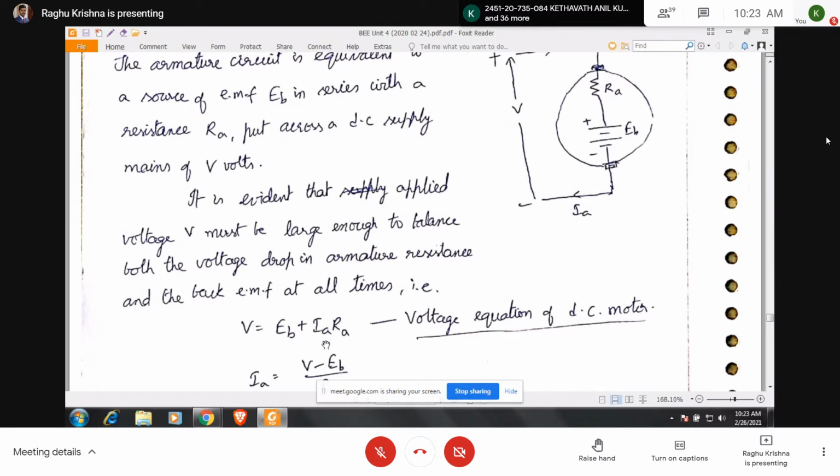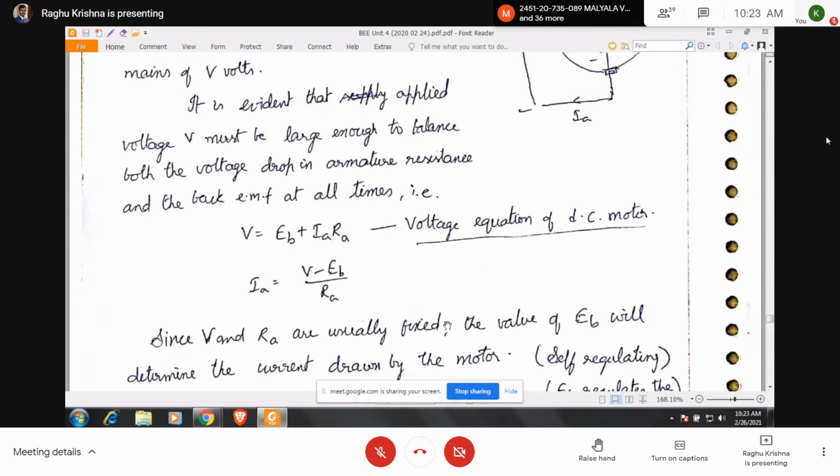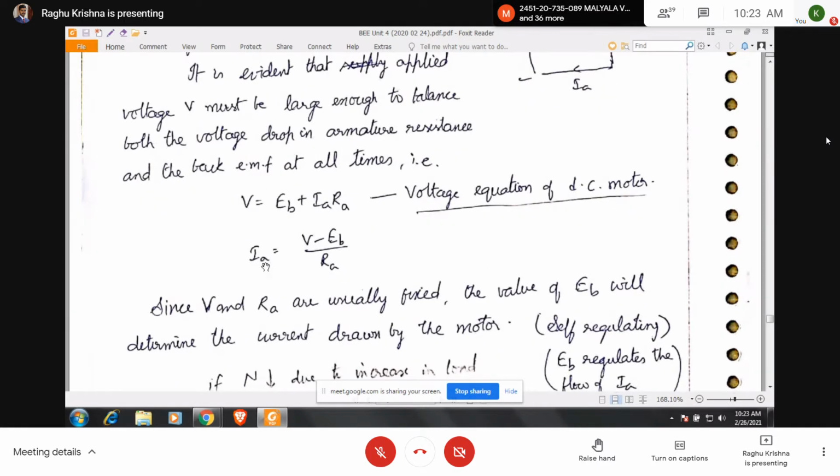The starter will insert a high resistance in series with the armature. When the motor starts rotating, the resistance is reduced. Once the back EMF is there, that back EMF will limit the current IA. If back EMF is 0, IA will be very high. Let us take V equal to 220 volts, RA equal to 0.5 ohm, so IA is 440 amperes, which is very high. That's why we use a starter for starting a DC motor.